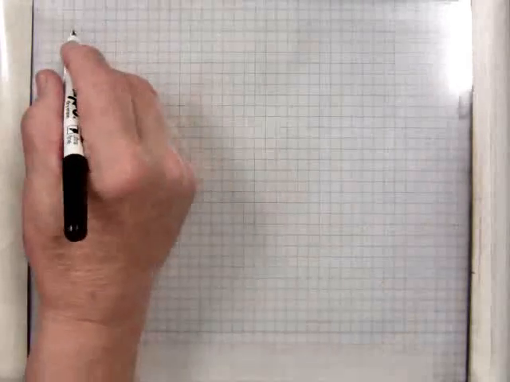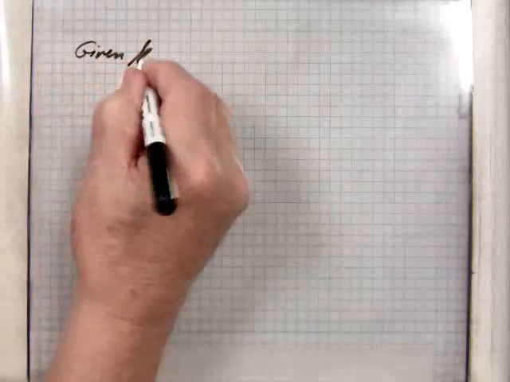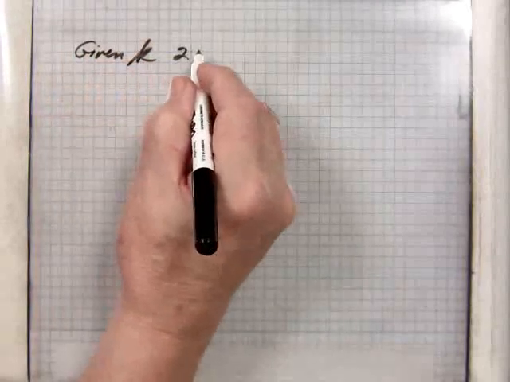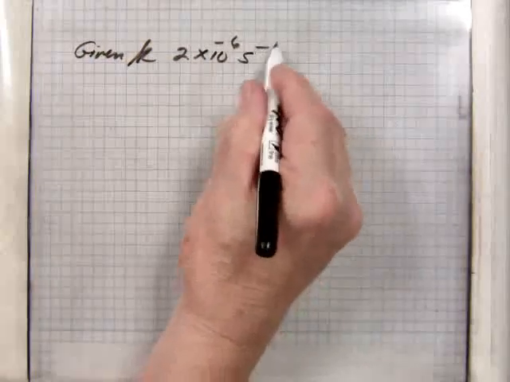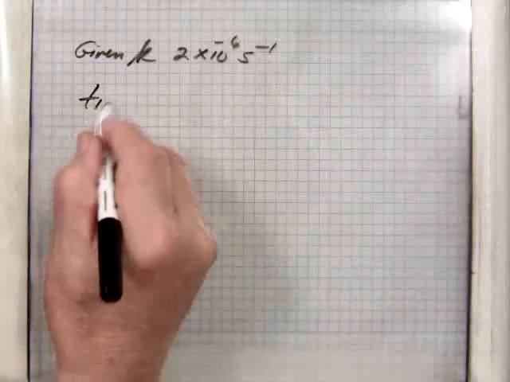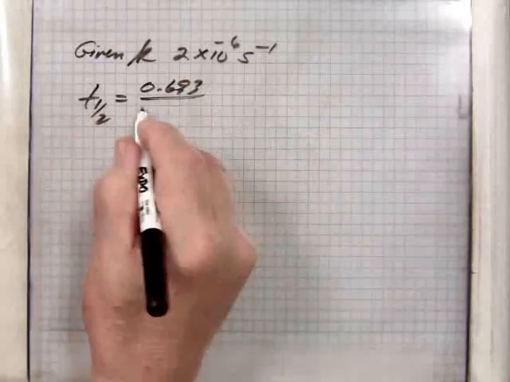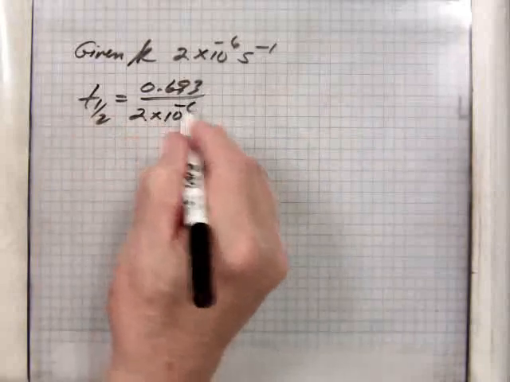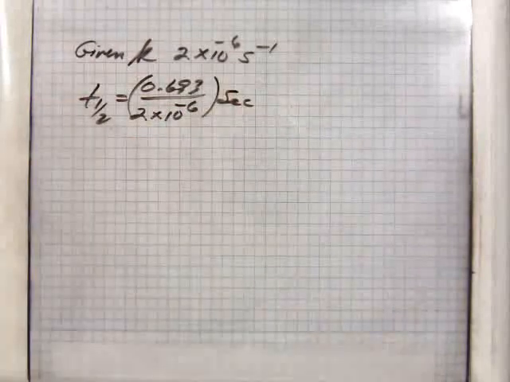Okay, so what's the half-life in hours given a rate constant of 2 times 10 to the minus 6? So for given k equals 2 times 10 to the minus 6 seconds to the minus 1, t to the 1/2 would be 0.693 over 2 times 10 to the minus 6 in seconds. And you can convert to whatever you want to convert to.